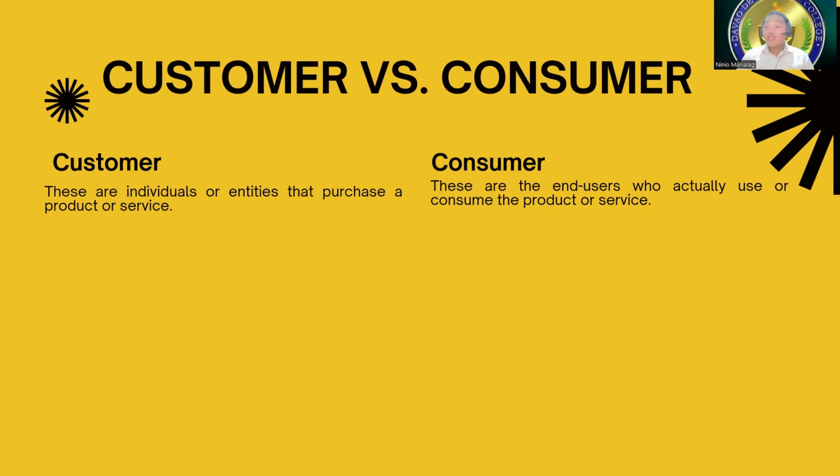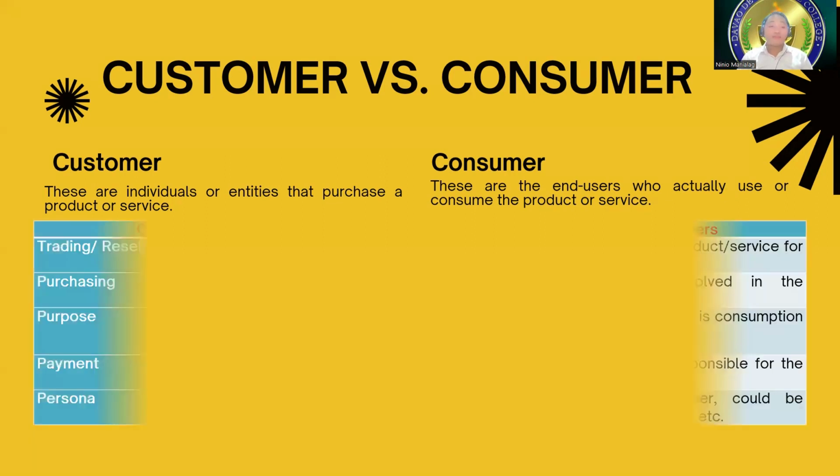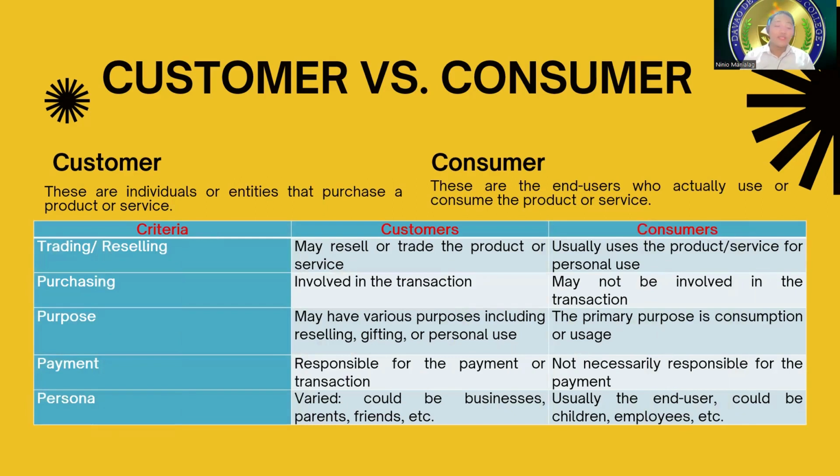All right, let's take a look at the examples. I'll be showing you the table below. In this table, we have the criteria, which are trading or reselling, purchasing, purpose, payment, and persona. The next columns are customers and consumers. Let's take a look at trading and reselling first. Customers may sell or trade a product or service, and consumers usually use the product or service for personal use.